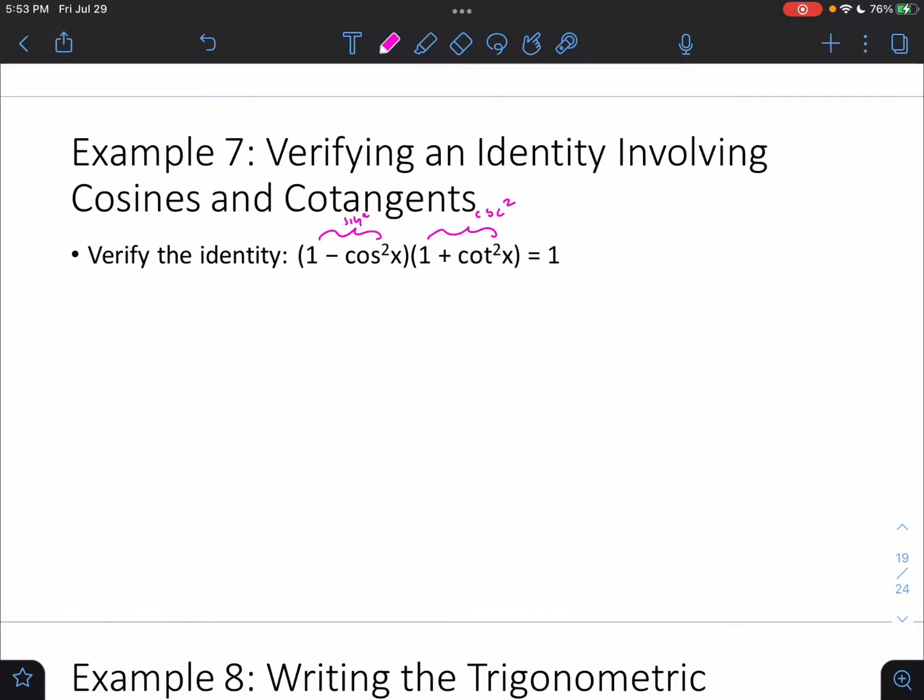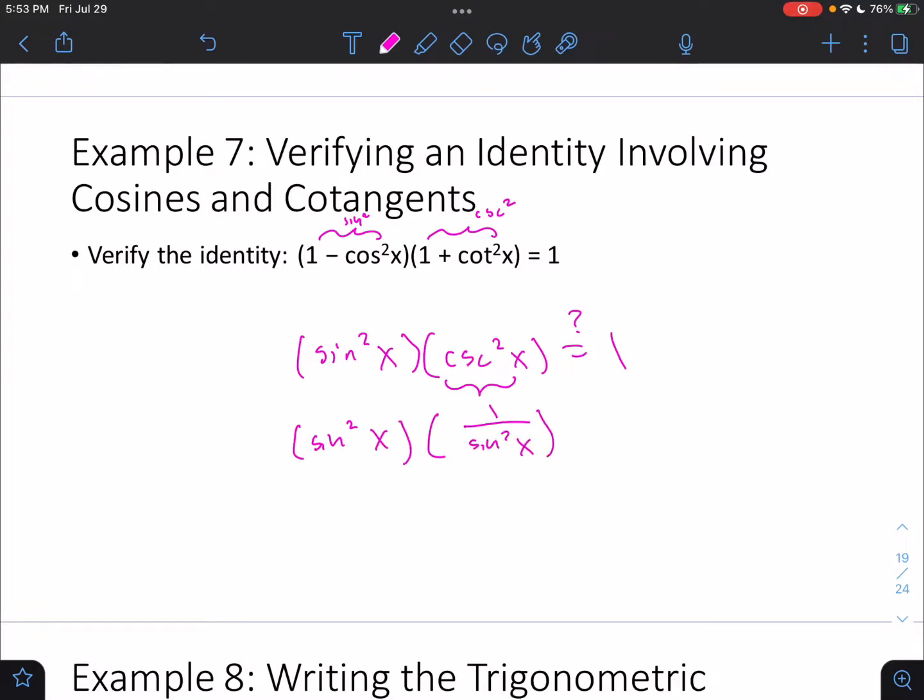So let's change it. 1 minus cosine squared is sine squared x. 1 plus cotangent squared is cosecant squared x. Does this equal 1? Well, let's change this using our reciprocal identity. So this is 1 over sine squared x. And we see now that these cancel, and it does give us 1.